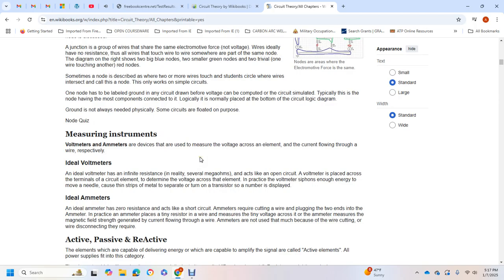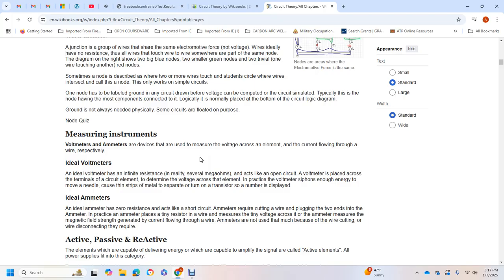Node quiz. Measuring instruments. Voltmeters and ammeters are devices used to measure voltage across elements and the current flowing through a wire, respectively. Ideal voltmeters. An ideal voltmeter has infinite resistance, relatively several megaohms, and acts like an open circuit. A voltmeter placed across the terminals of a circuit element will determine the voltage across the element. In practice, the voltmeter siphons enough energy to move the needle, which causes the thin strips of metal to separate, or turns on the resistor so the number is displayed.